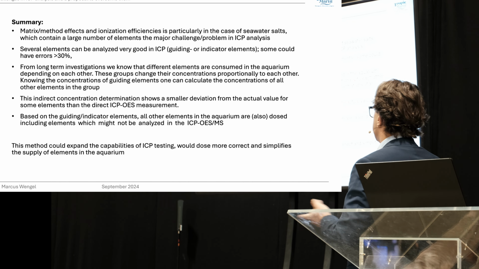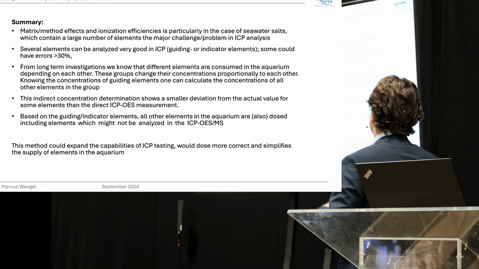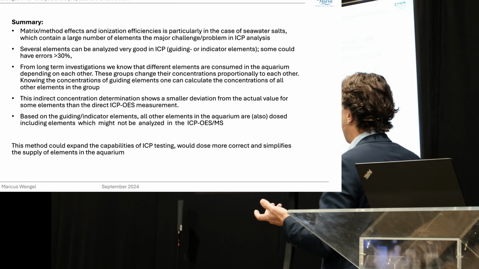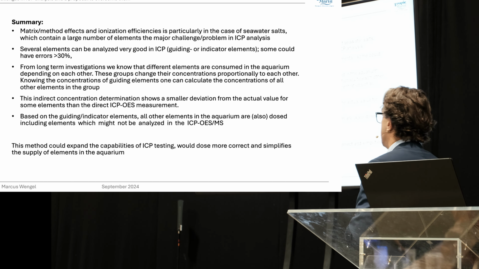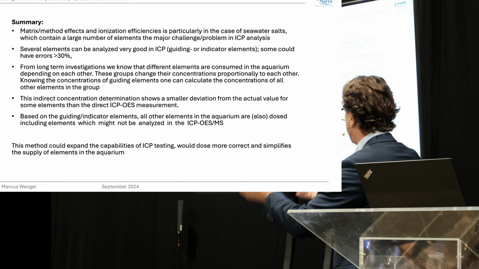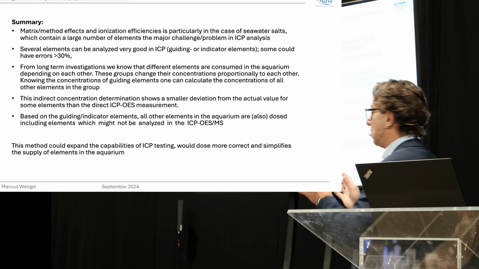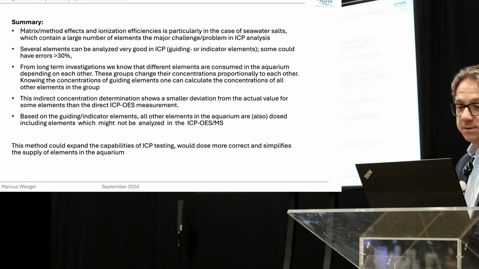So this method could expand the capability of ICP testing, would dose more correctly, and of course it simplifies the supply of elements in the aquarium. You don't need to buy 36 different solutions. With 5 solutions of these groups, you can dose your whole tank. Makes things much easier.